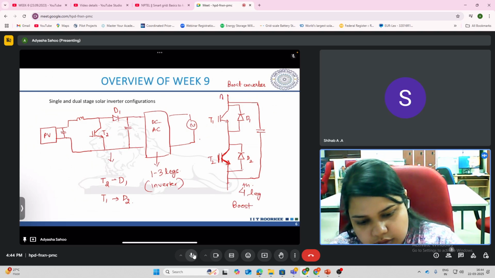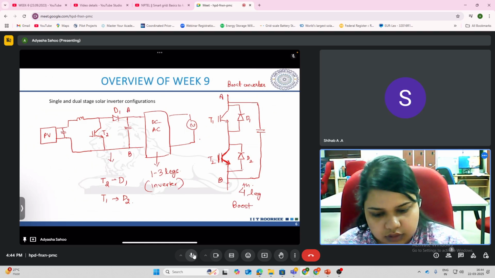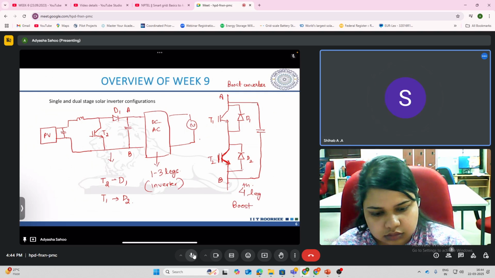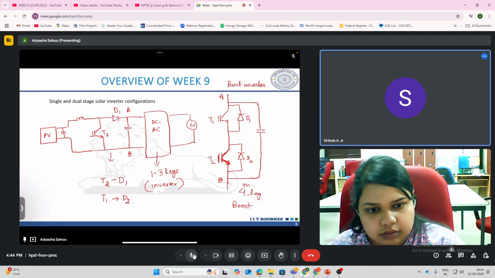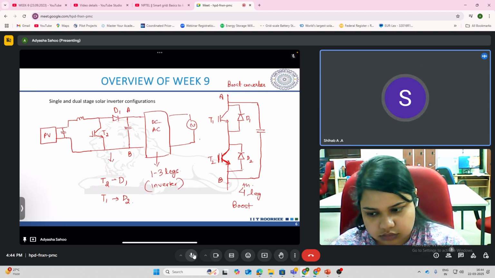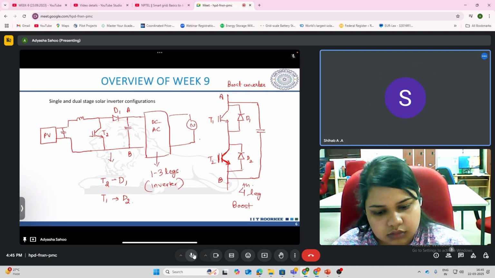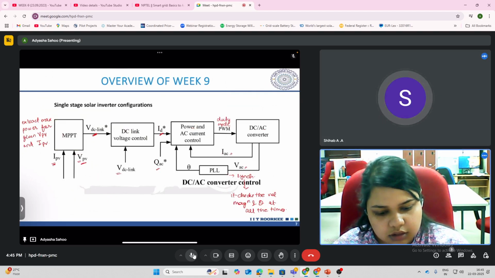Basically, these A, B points are here, A, B points. Yes, that is a snubber capacitor. Here.